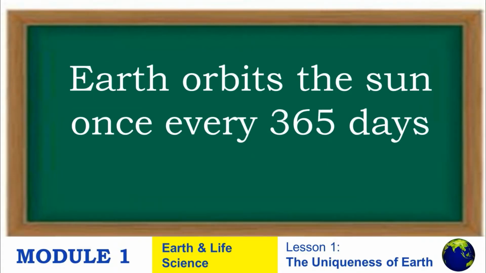For the second statement, Earth orbits the Sun once every 365 days.